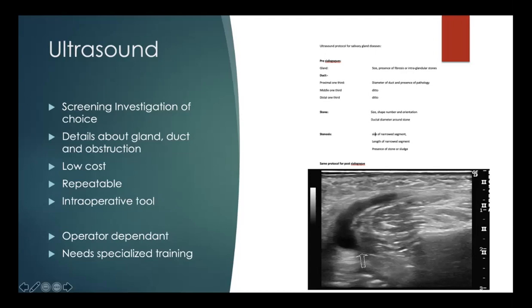So it also gives excellent delineation about the gland as well. So you rule out your tumors that way. It is, of course, low cost, repeatable, and it's a valuable intraoperative tool as well. However, it is operator dependent, and there's a lot of specialized training which needs to go into it before you can really, really make your diagnosis solely on the basis of ultrasound.